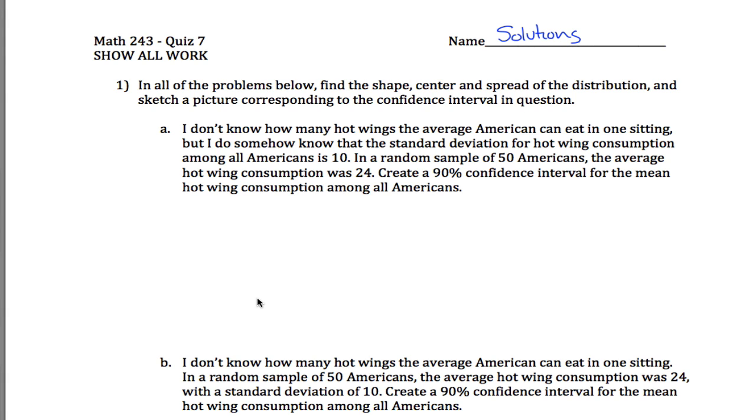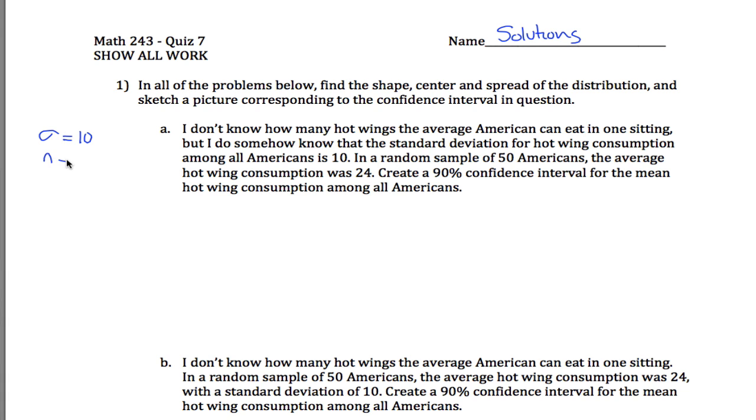All right, here are quiz 7 solutions. We're asked to make a bunch of confidence intervals. In this first one, we're talking about hot wing consumption. We're told that the standard deviation is 10. What's important to know is that that's sigma, because it's the standard deviation for all Americans.